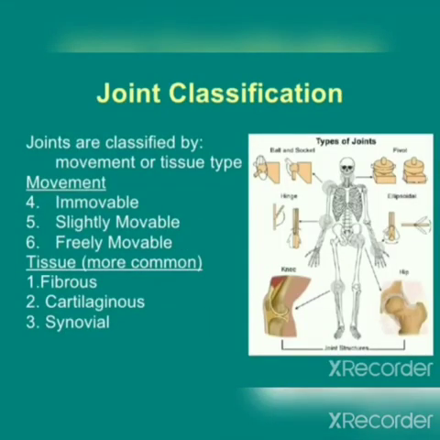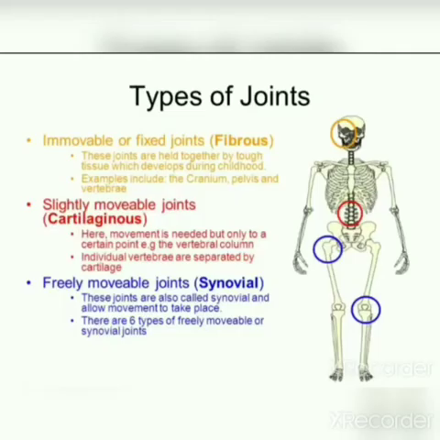Let's classify the joints. Joints are classified by movement or tissue type. According to movement: immovable joint, slightly movable joint and freely movable joint. And according to tissue type, there are three kinds of joints: fibrous joints, cartilaginous joints and synovial joints. As I already told you, on the basis of movement there are three kinds of joints. So let's study in detail.